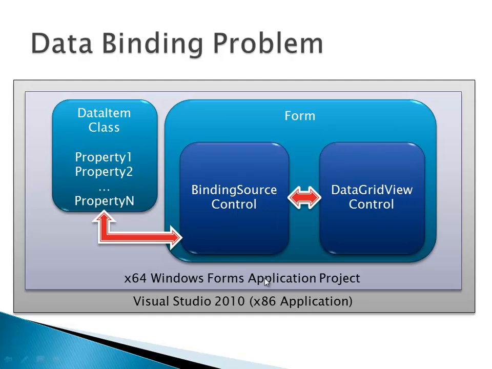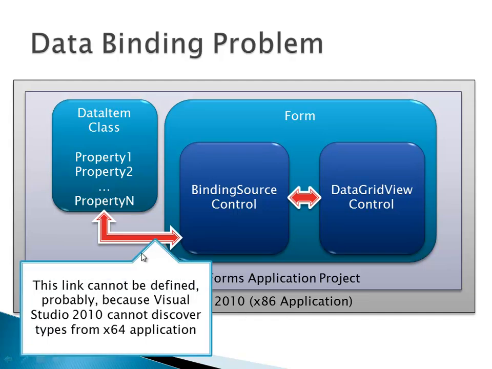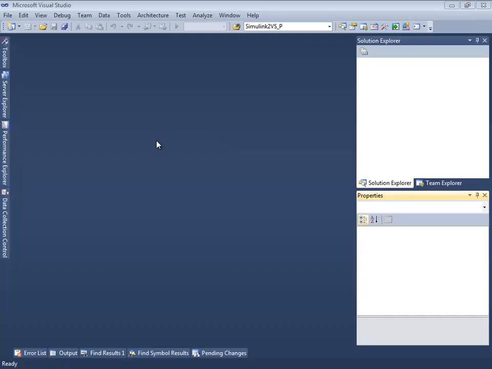Unfortunately, if this application project is x64, we have a problem with this link because Visual Studio during design time cannot discover types from an x64 application, which is our application, and our data item class cannot be defined by Visual Studio. A very short application example will show this data binding and this described problem.